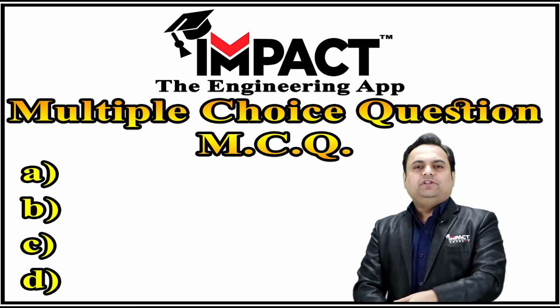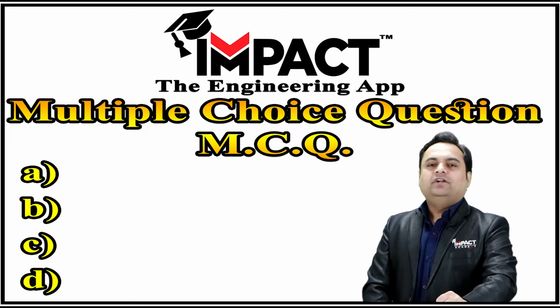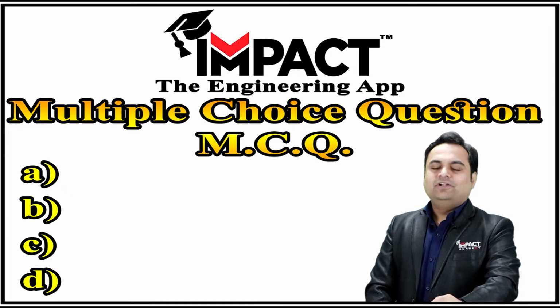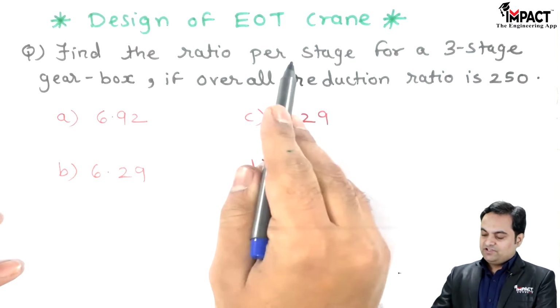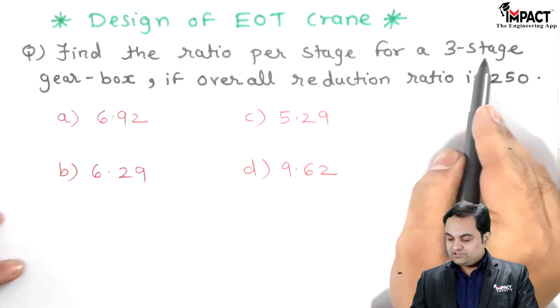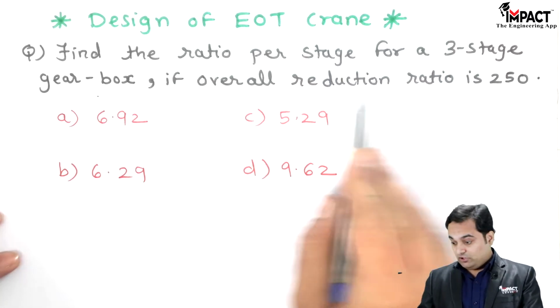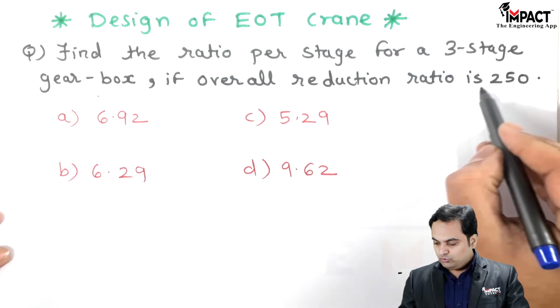Hi friends, here in this video I'll be explaining the MCQ on design of EOT crane. So let's start. Now here is the question given. It is said find the ratio per stage for a 3-stage gearbox if the overall reduction ratio is 250.